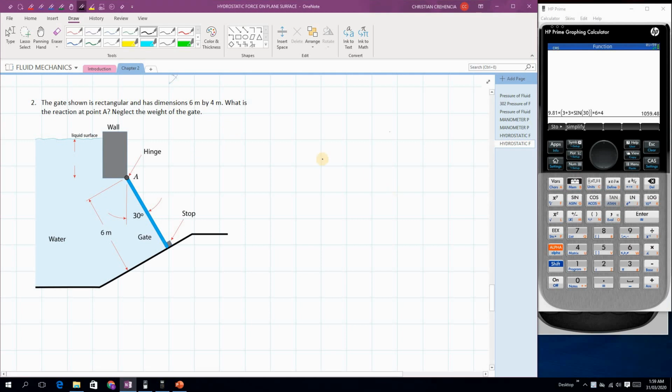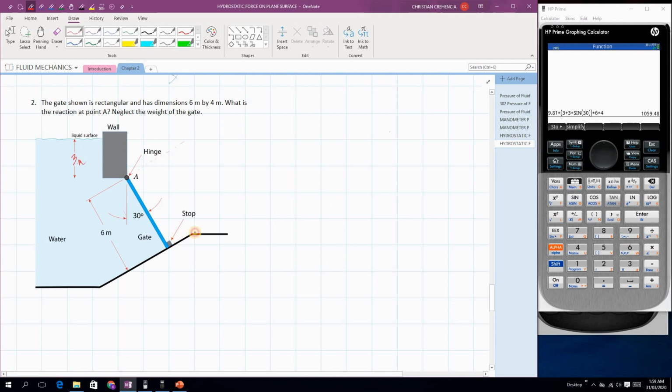Okay, so anyway, may kulang na isang ano dito. Given. So this is 3 meters. Okay. So the gate shown is rectangular and has dimensions 6 by 4 meters. So 6 meters, then 4 meters is perpendicular dito sa ating screen. Okay. So what is the reaction at point A?